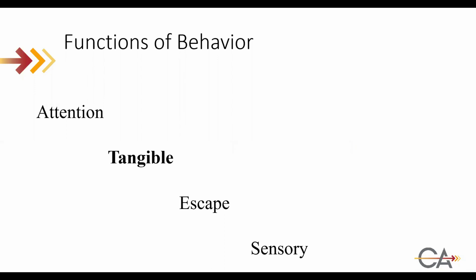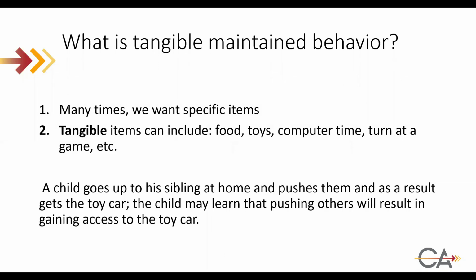So the second function, or there's no real order, I just picked this order, we're going to go tangible next. So what is tangible maintained behavior? Well, many times we want a specific item or specific items. And these tangible items can include food, toys, computer time, a turn at a game. iPads are huge right now for a lot of kids, but it can be a variety of things.